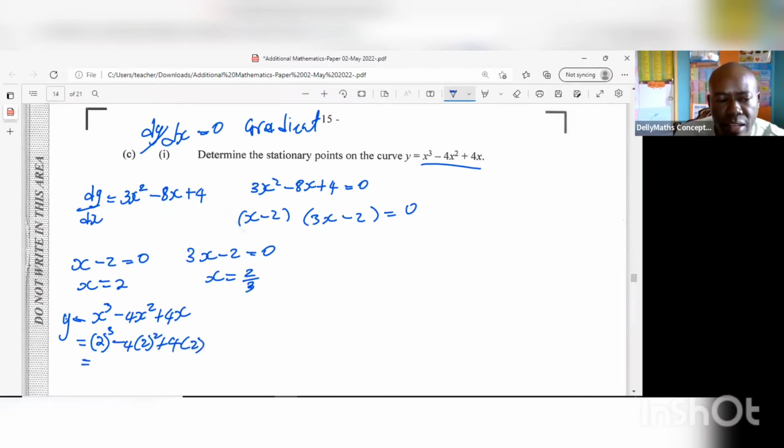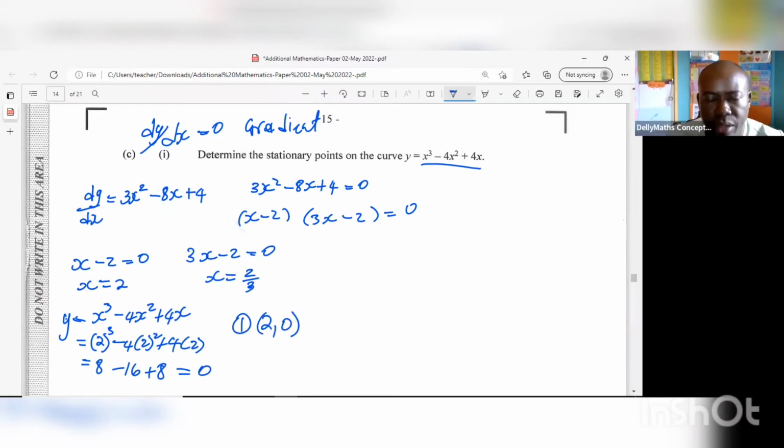So this is going to give me 8 to 4 minus 16 plus 8. And this is a 0. So then this is suggesting that my first stationary point is (2, 0). Right? So that's stationary point 1.